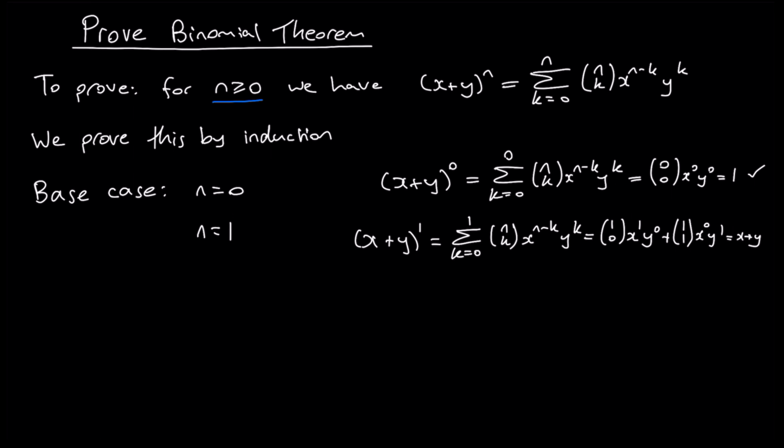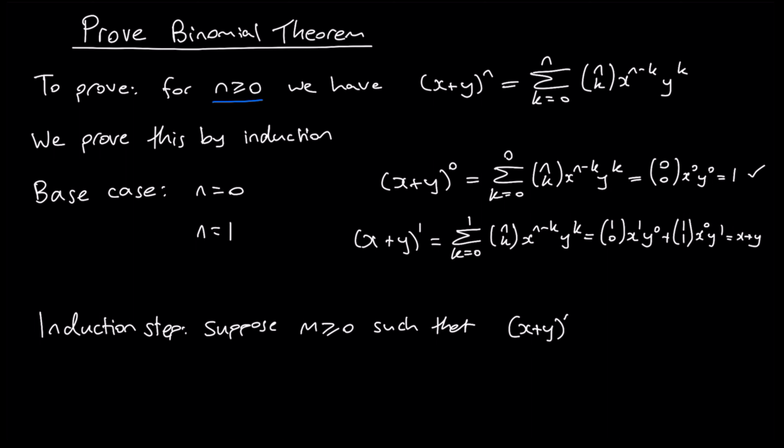All right, and then we do our induction step. So the induction step is we suppose there exists some natural number, let's call it m, such that this claim is true. We already know that for m equals 0 and m equals 1, this is the case, but here all we need to do is assume it's the case for whatever this number m is. It doesn't really matter.